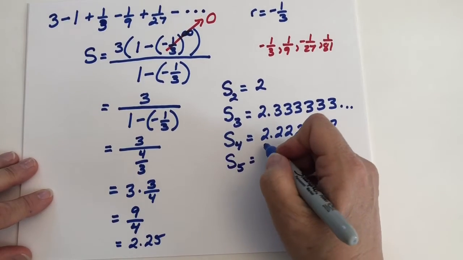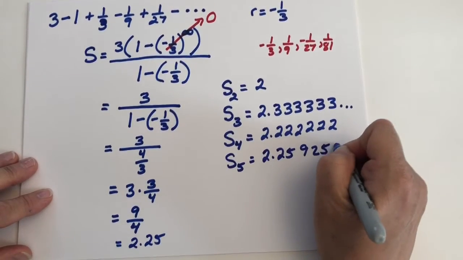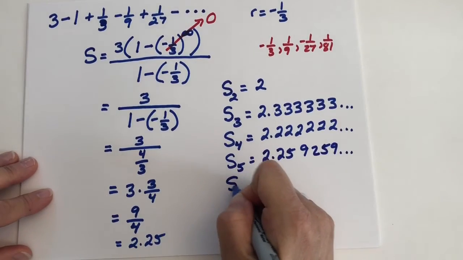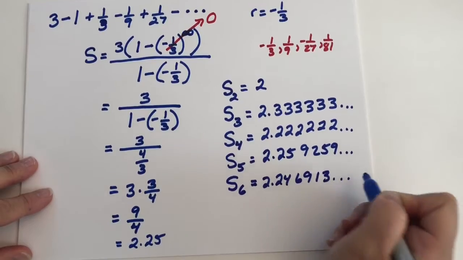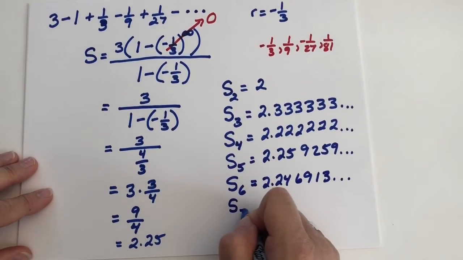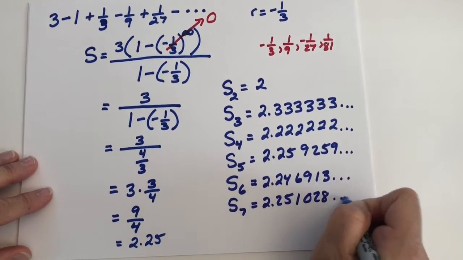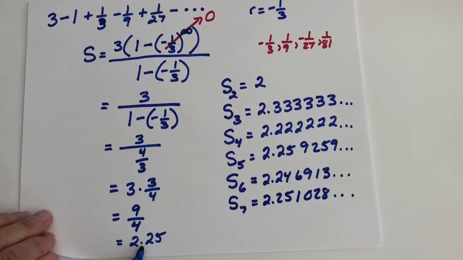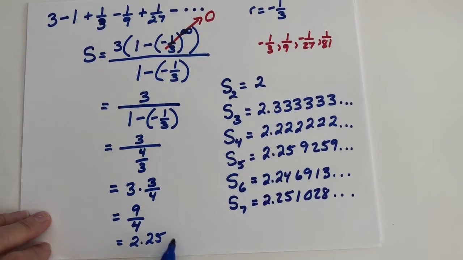If you find the fifth partial sum, it is 2.259259, and on it goes. Notice now we're just a little bit bigger than 2.25. The sixth partial sum is 2.246913, and on it goes. The seventh partial sum is 2.251028. And notice the partial sums are getting ever closer to this particular number. And if we found the 100th partial sum, it would be very, very close to this value, although it wouldn't be exactly equal to it.